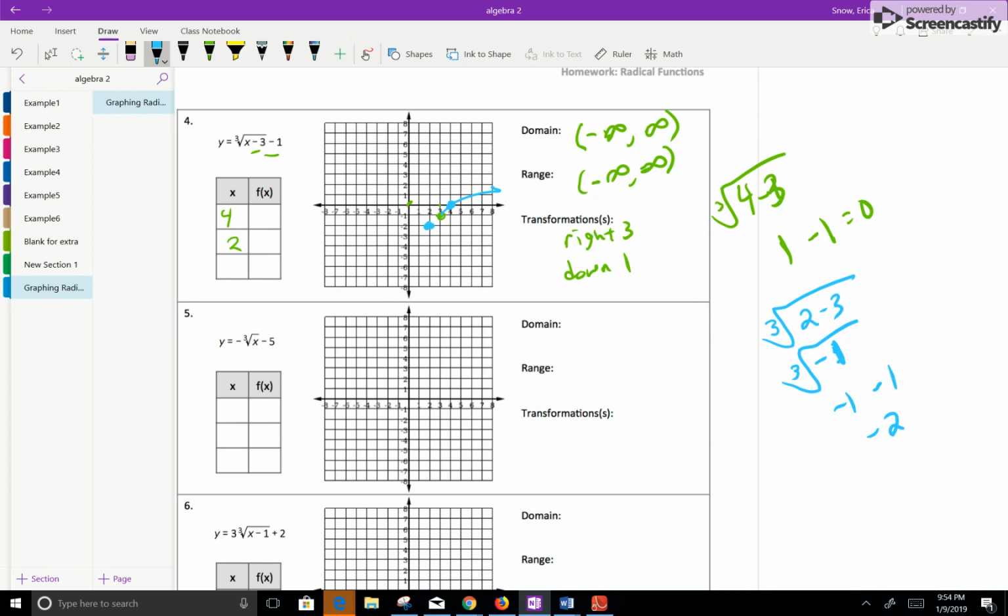And so my next point is going to be over 8 from 3. 1, 2, 3, 4, 5, 6, 7, 8. And then I would go down 2, 1, 2. So let's see if -5 works. So we're going to have -5 minus 3 under our cube root, which gives us the cube root of -8 minus 1, which is -2 minus 1, which is -3. And looky, looky, that's where I put that point.